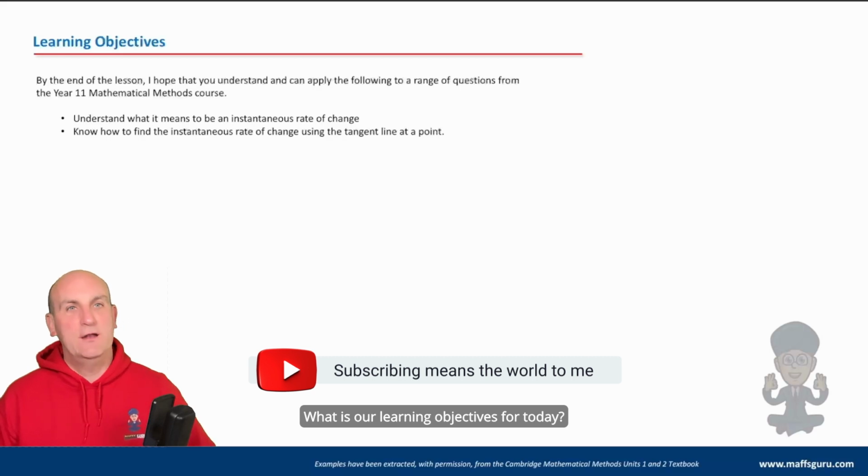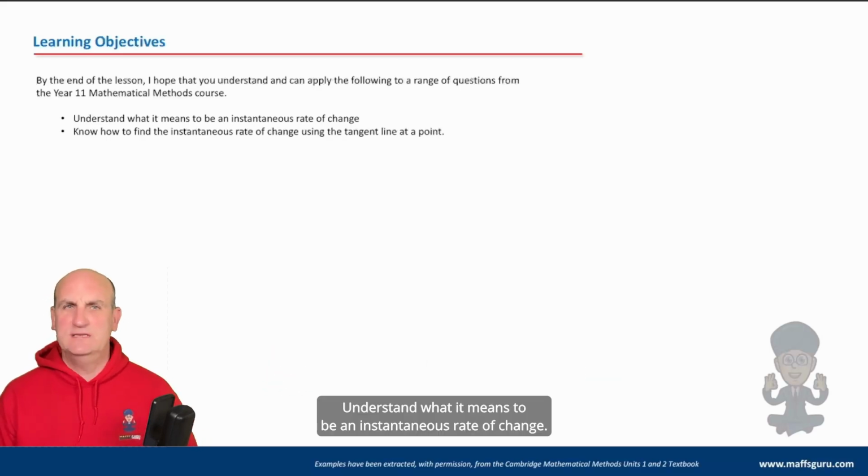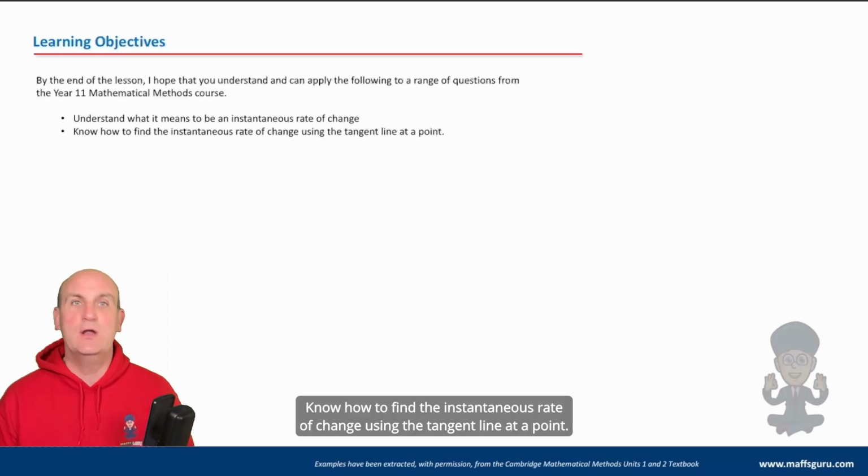What are our learning objectives for today? Understand what it means to be an instantaneous rate of change and know how to find the instantaneous rate of change using the tangent line at a point.